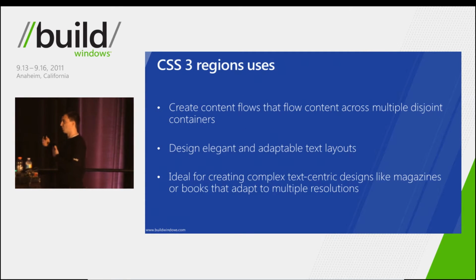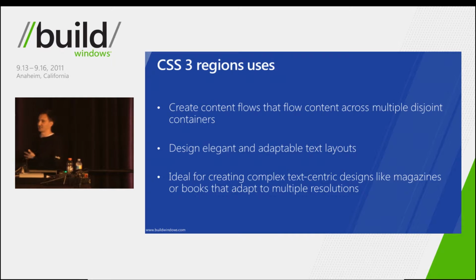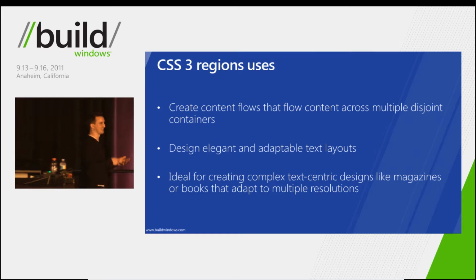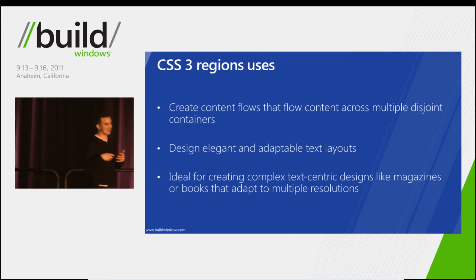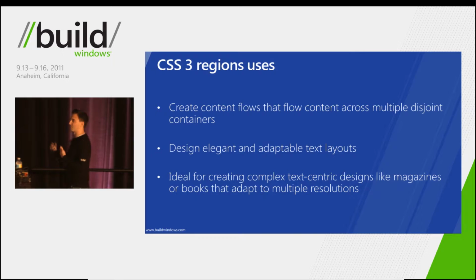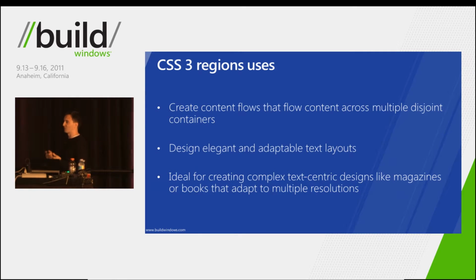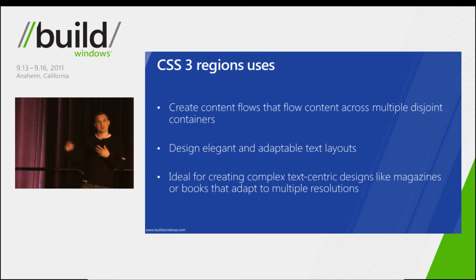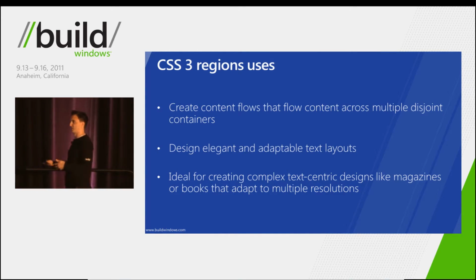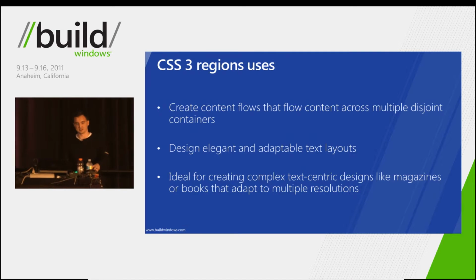Okay. Now again, one of the ways you're going to use CSS regions is to create rich text layouts for your app and flow content across multiple disjoint containers. You're going to be using it to create elegant and adaptable text layouts that provide users with a great text-first experience across a broad range of resolutions and form factors and windowing sizes for your apps. Of course, it's ideal for creating complex text-centric apps such as a magazine or a book, but you can imagine you could use it in a game or any other app where you want to have a text-centric text flow that works across multiple resolutions.